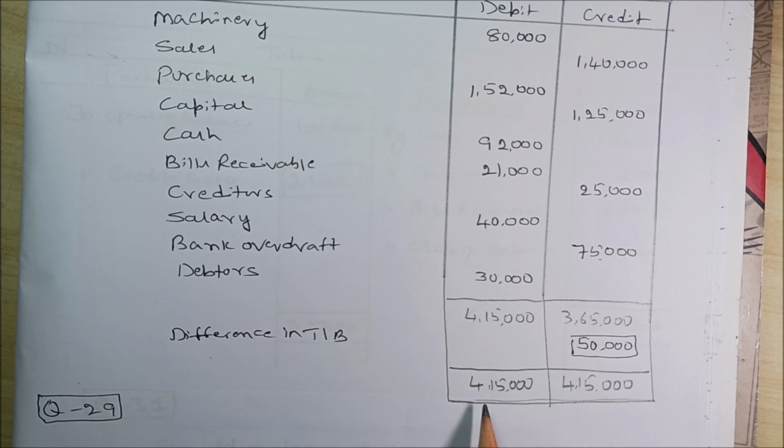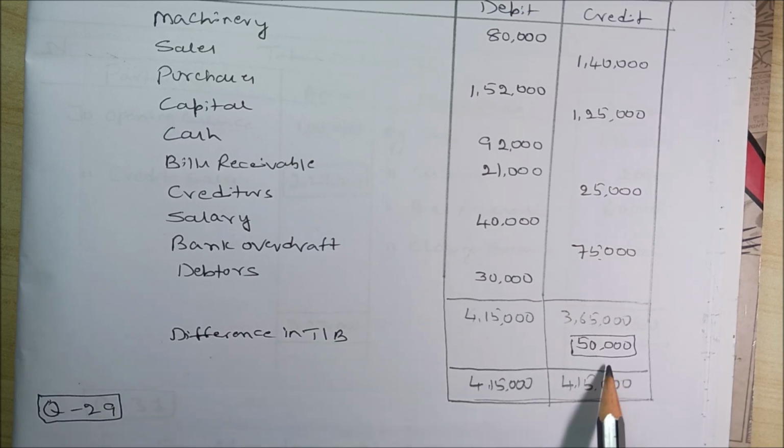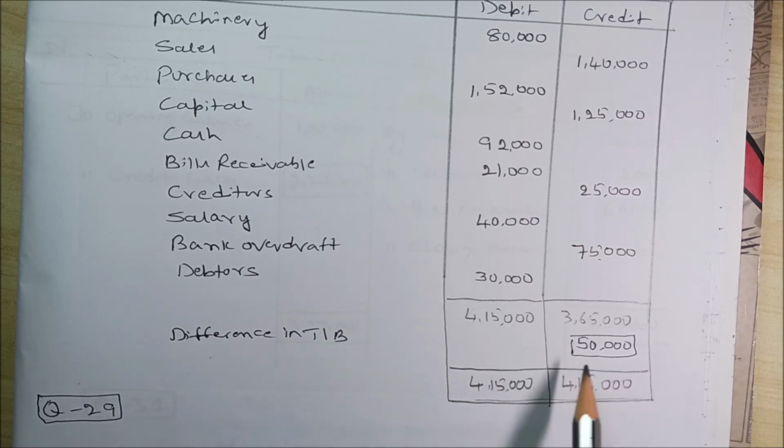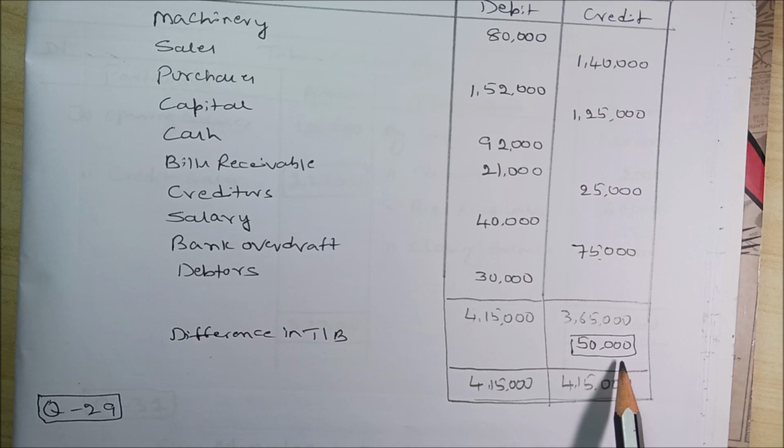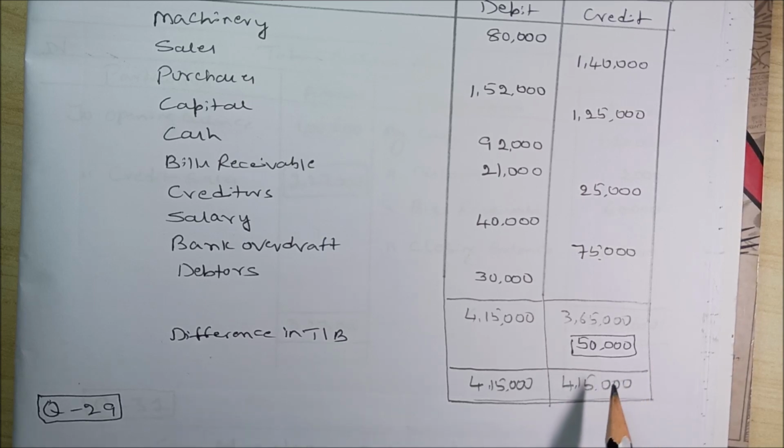Now for both the sides it is 4,15,000. Or you can put it to suspense account also. You can put suspense account 50,000. Usually it tallies, but in this problem it has not tallied. You need not worry. You just do it as per the concept.